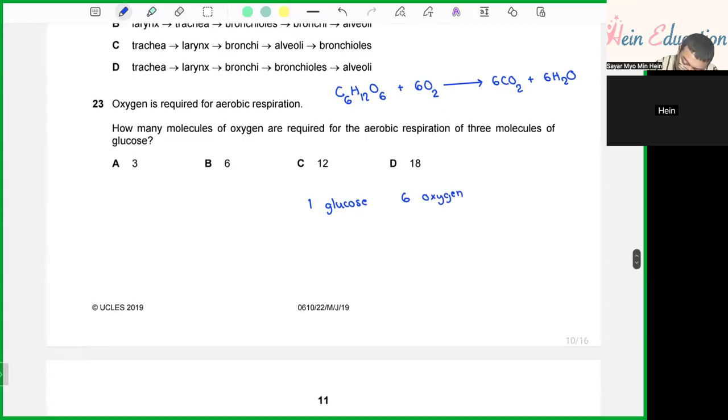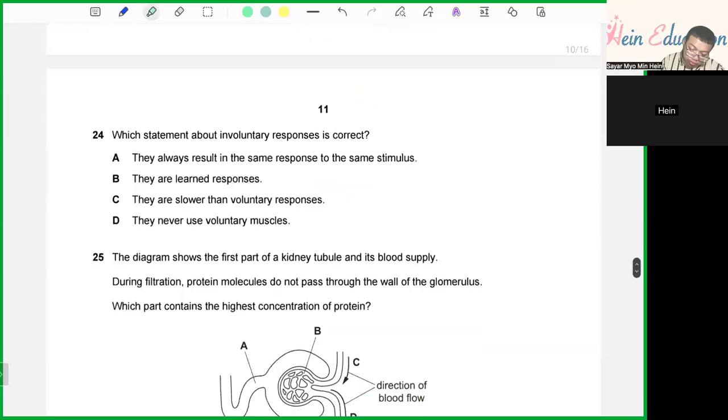So if they ask about 3 glucose, I would just write 3 glucose, so it will be 3 times 6, which would be 18. So the correct answer is number D, right? So it will be answer number D.